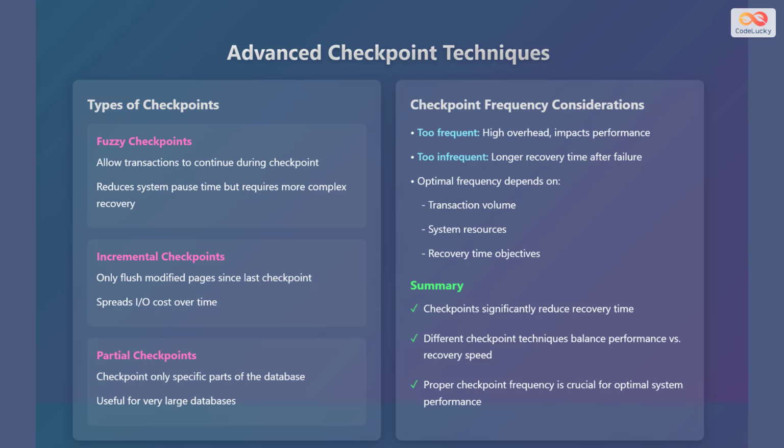There are several types of checkpoints, including fuzzy checkpoints, which allow transactions to continue during the checkpoint, reducing system pause time but requiring more complex recovery. Incremental checkpoints, which only flush modified pages since the last checkpoint, spreading I/O cost over time. Partial checkpoints, which checkpoint only specific parts of the database, useful for very large databases.